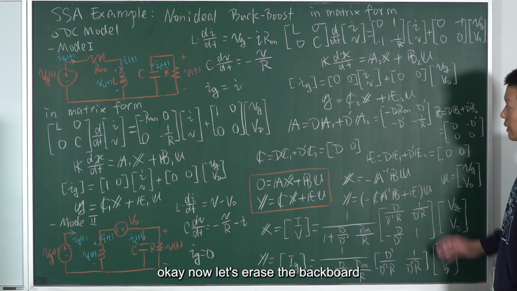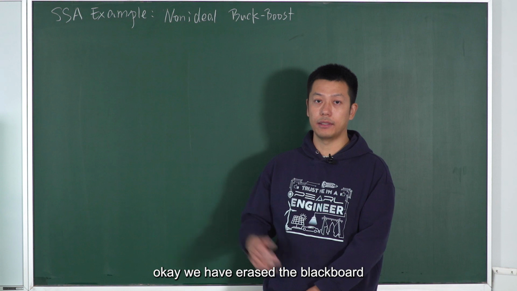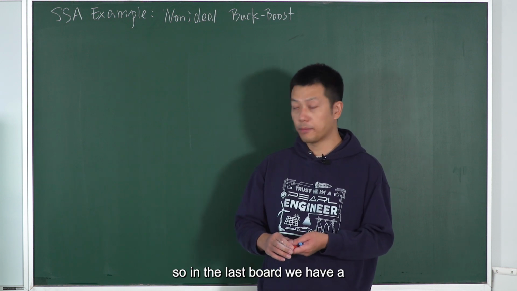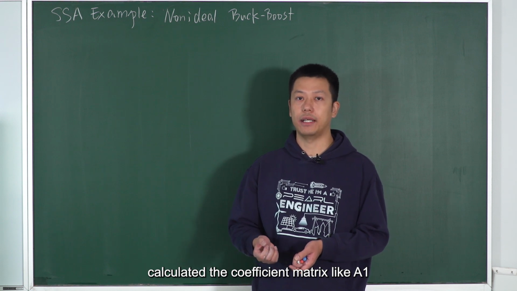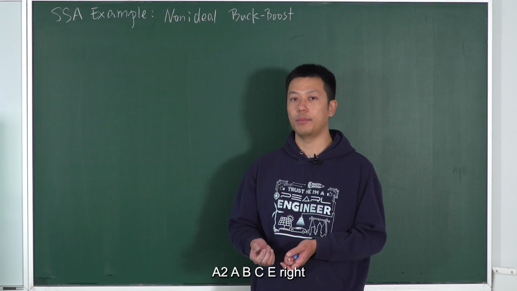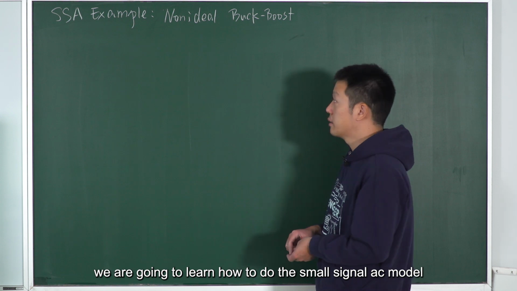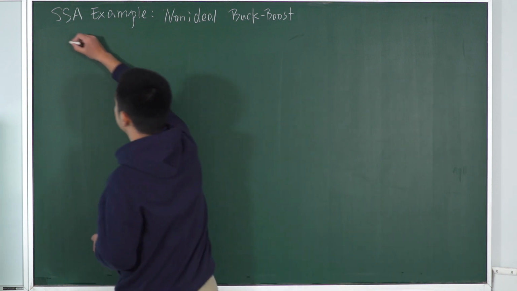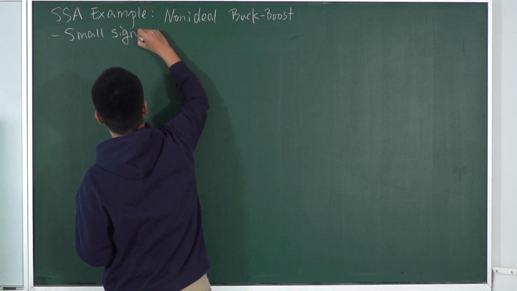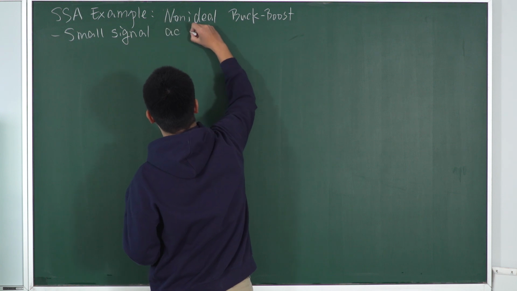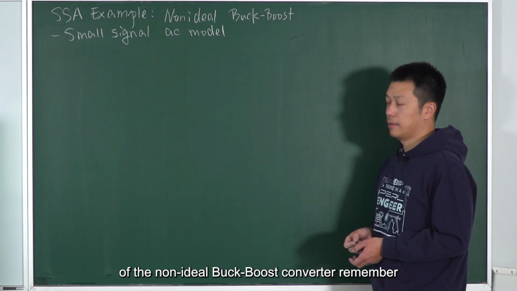Okay, now let's erase the blackboard. Okay, we have erased the blackboard. So in the last board, we have calculated the coefficient matrices like A1, A2, A, B, C, E, right? So in this board, we are going to learn how to do the small signal AC model of the non-ideal buck boost converter.